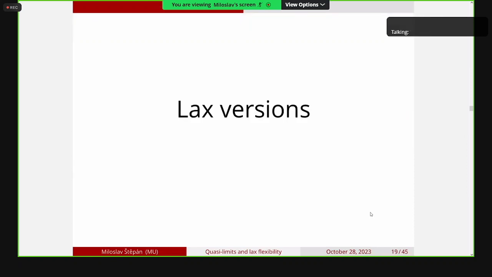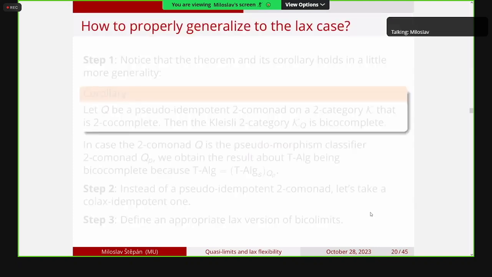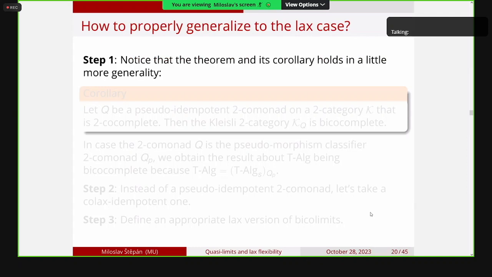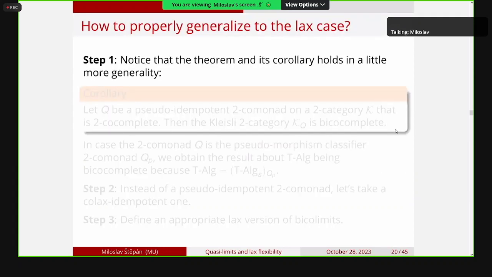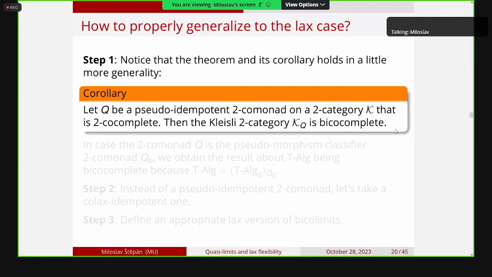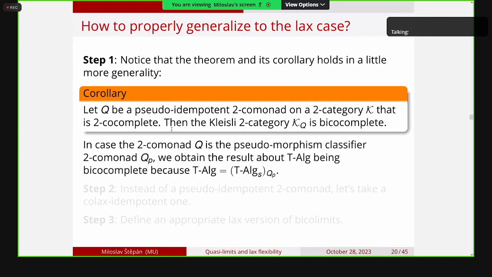Okay, so I've told you the classical story. Now here are some lax versions. The question is how to properly generalize the results from two-dimensional monad theory. The first thing I noticed is that the theorem actually holds in more generality: if Q is a pseudo-idempotent comonad such that the base two-category is cocomplete, then the Kleisli two-category is bicocomplete. It admits quite a formal proof. This specializes to pseudomorphisms: in case the two-comonad Q is the pseudomorphism classifier comonad, you obtain the result that T-Alg is bicocomplete, because T-Alg is the Kleisli two-category for the pseudomorphism classifier comonad. But pseudo-idempotent two-comonads are quite rare.